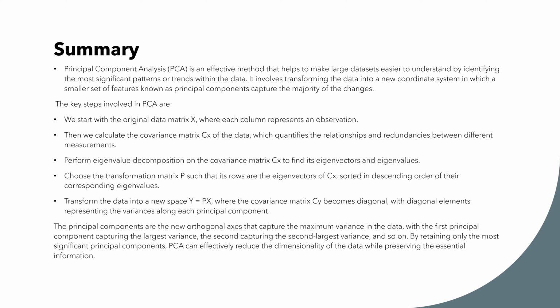The principal components are the new orthogonal axes that capture the maximum variance in the data, with the first principal component capturing the largest variance, the second capturing the second largest variance, and so on. By retaining only the most significant principal components, PCA can effectively reduce the dimensionality of the data while preserving the essential information.